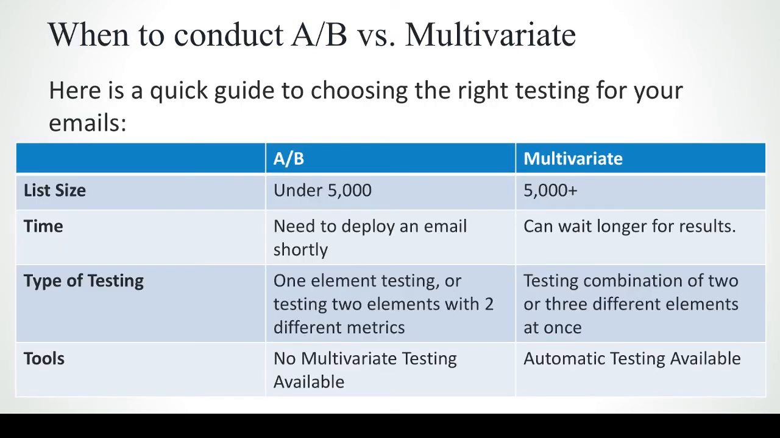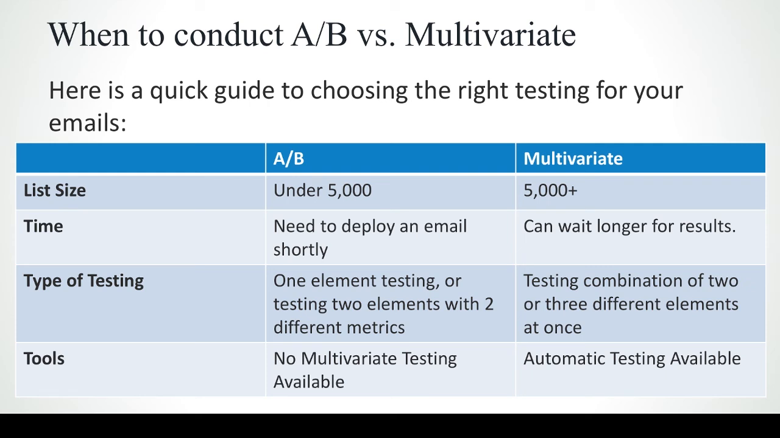So when to conduct A/B versus multivariate? Well, here's a quick guide to choosing the right testing technique for your list. If you have a sample list, or full list I should say, of under 5,000, then A/B testing is recommended. Also, if you need to deploy an email quickly, let's say tomorrow, then you don't have enough time to do the multivariate, to come up with all the variables, to see how you're going to test it, etc.